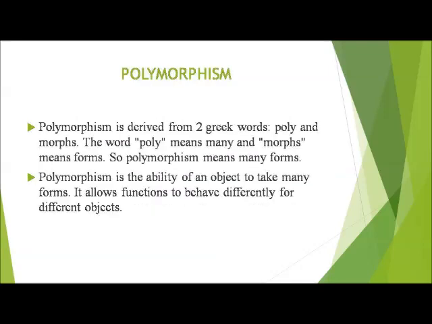Polymorphism. Polymorphism is derived from two Greek words, poly and morphs. The word poly means many and morphs means forms. So polymorphism means many forms. Polymorphism is the ability of an object to take many forms. It allows functions to behave differently for different objects. When we use method overloading, we actually implement the polymorphism feature.